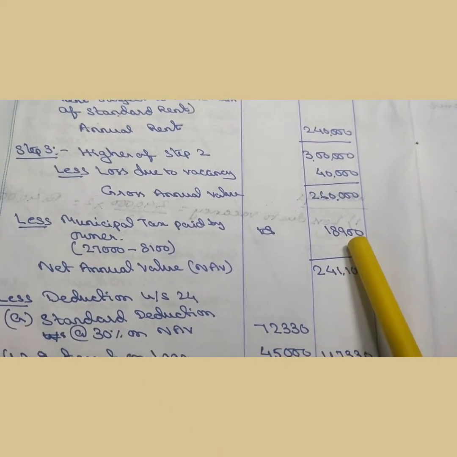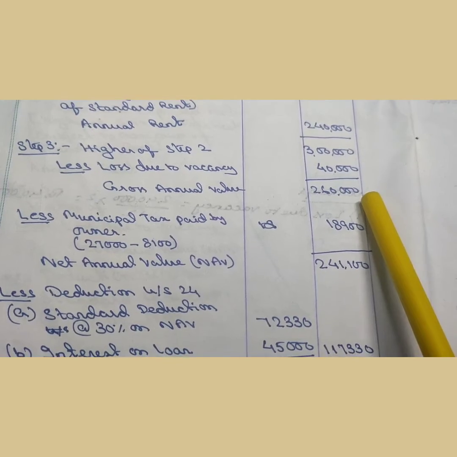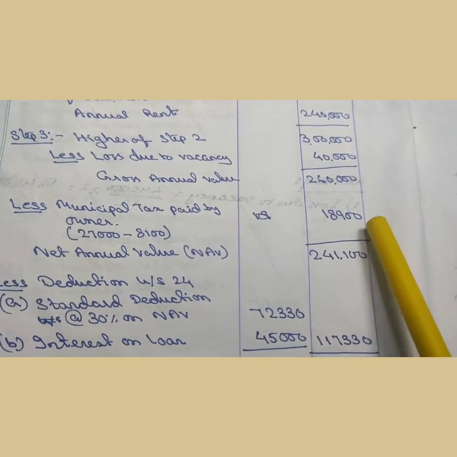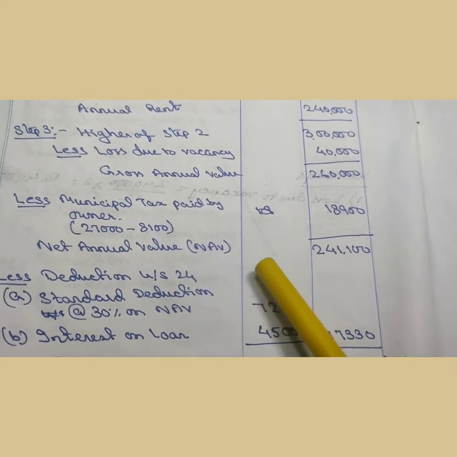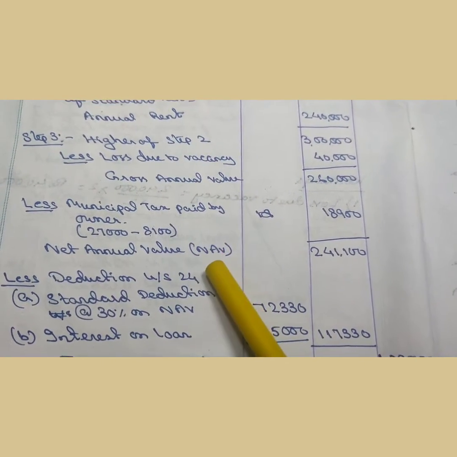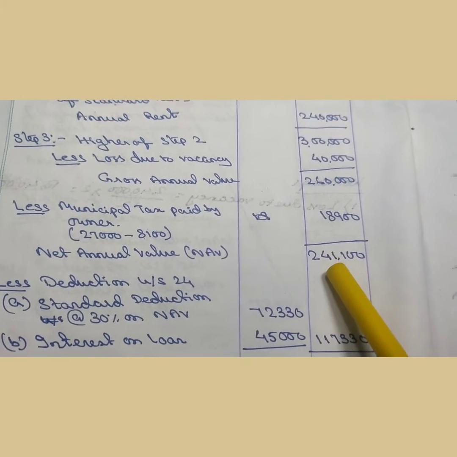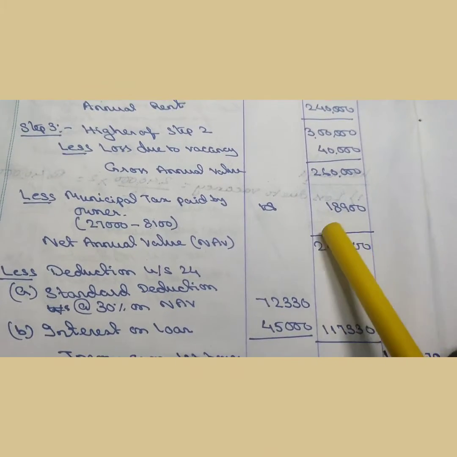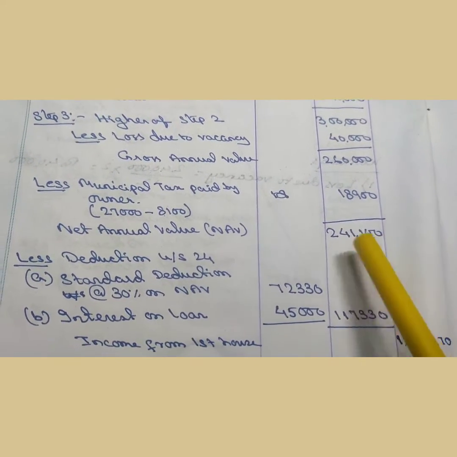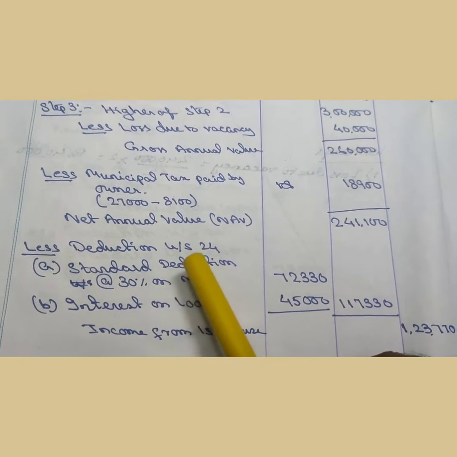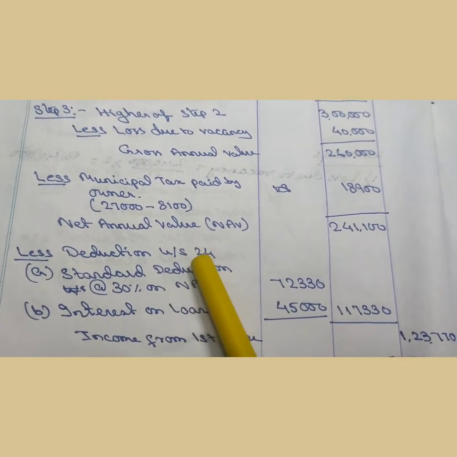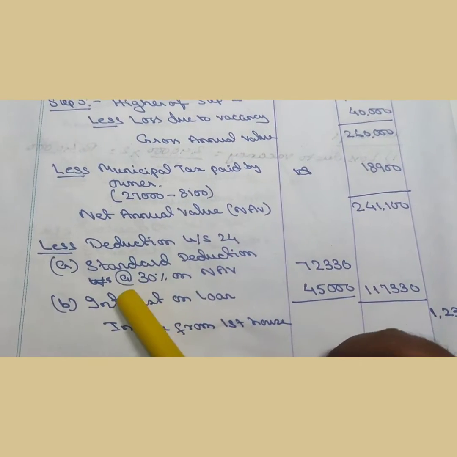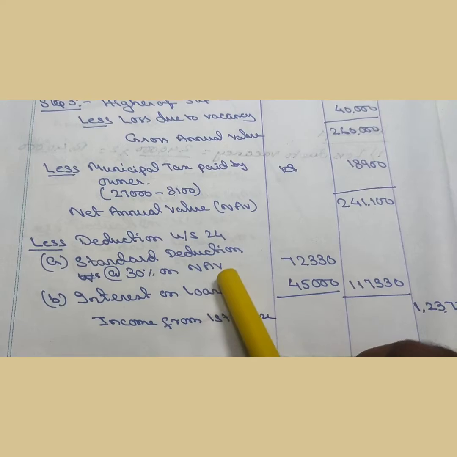So after deducting this 8,100 from the total municipal tax of rupees 27,000, we get 18,900, which will be available for deduction. So from this gross annual value, we deduct this municipal tax paid by the owner 18,900 and there is a net annual value. We can say it as NAV, 2,41,100. This is the net annual value. From this, there are two deductions. We know only two deductions are available under section 24. First deduction is standard deduction, which is at the rate of 30% on NAV.